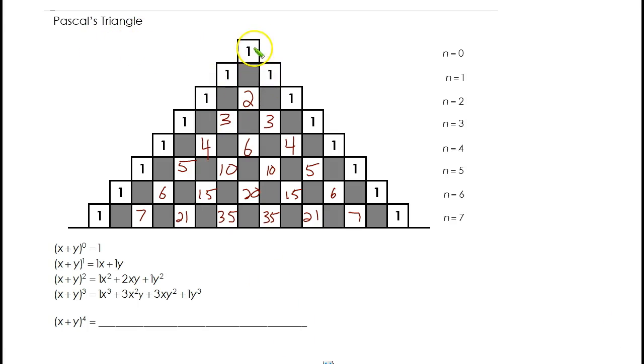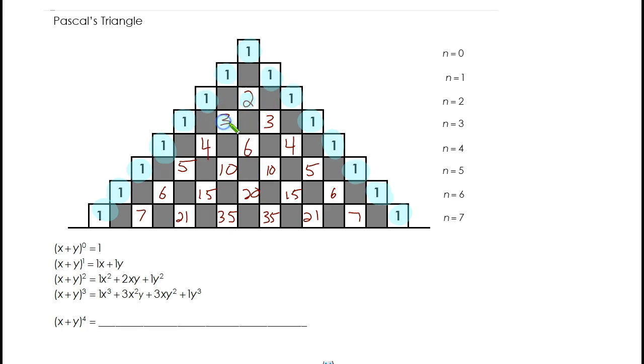Pascal's triangle is formed by starting at the top of the triangle with the number 1. And then as we go down the outsides of the triangle, we're always going to have 1s. Every row on the outsides is going to be the number 1. And the way we get all the numbers inside is the two numbers that are above add together to give us a new number. So 1 plus 1 is 2.